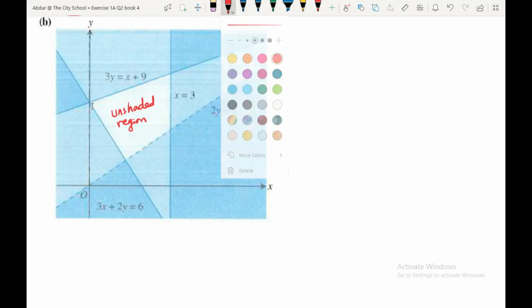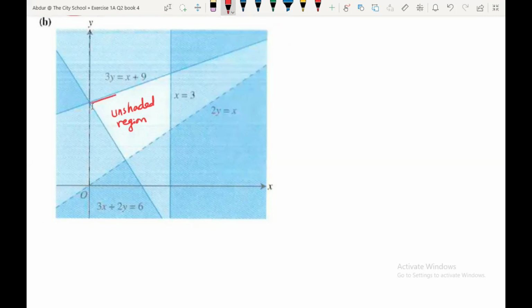So I'm going to draw this line. This dotted line is also the outline of this. And the last one is right. So there are 4 lines: the red line, green line, blue line, and yellow line here.